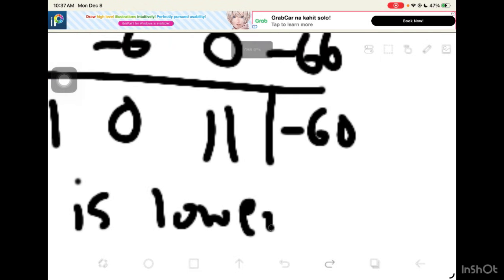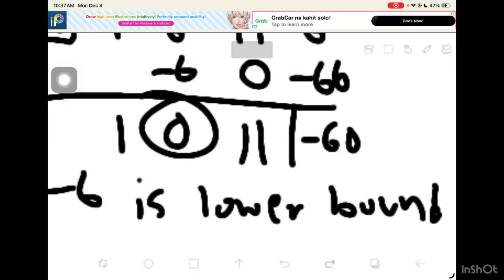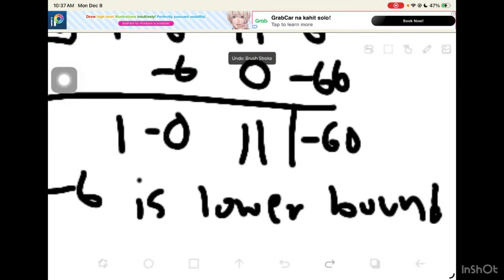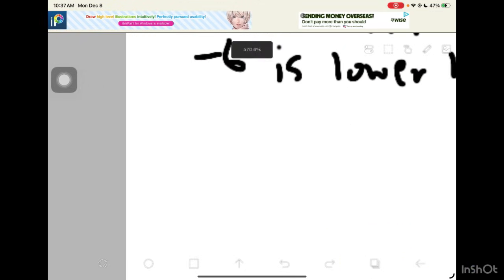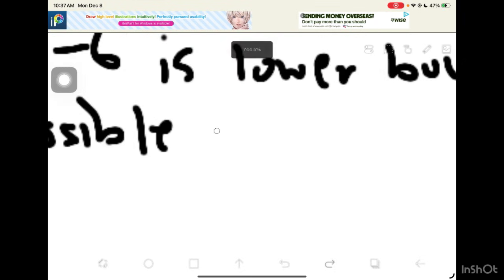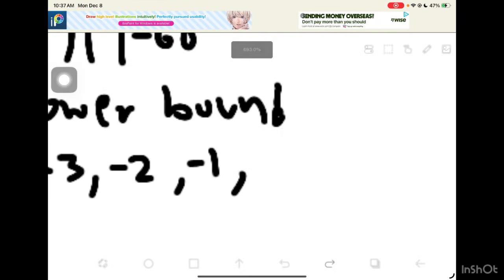So why is it a lower bound? As you can see, the signs alternate, but we have 0 here, so it can act as negative. So that's positive, negative, positive, negative. Okay. That leaves our possible roots as negative 3, negative 2, negative 1, and 1.